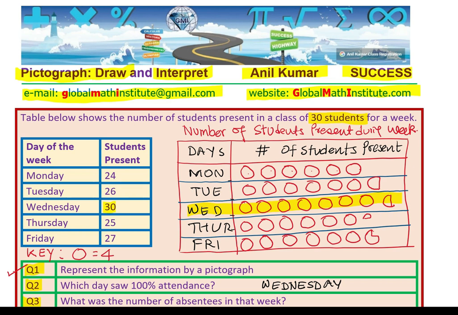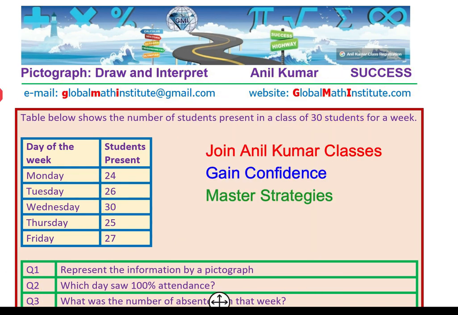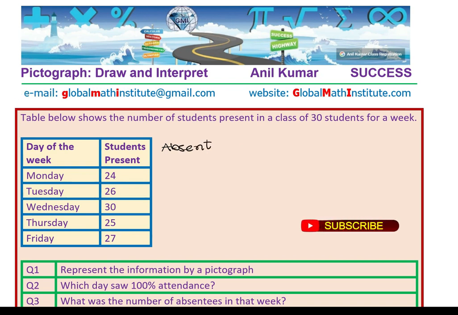Third question is, what was the number of absentees in the week? So we have to find how many were absent during the week. So let us answer this question on a new page. Okay, so we had the question here. So now let's find out how many were absent each day. So we'll extend this particular table. So we'll make another column saying absent. That means 30 minus present, correct? Perfect.